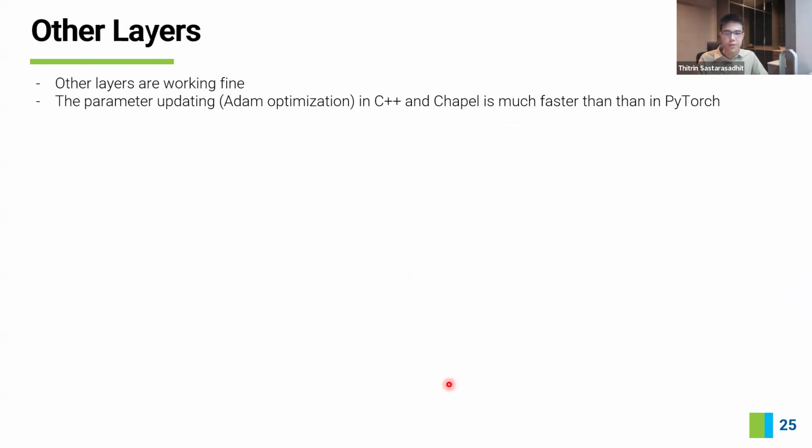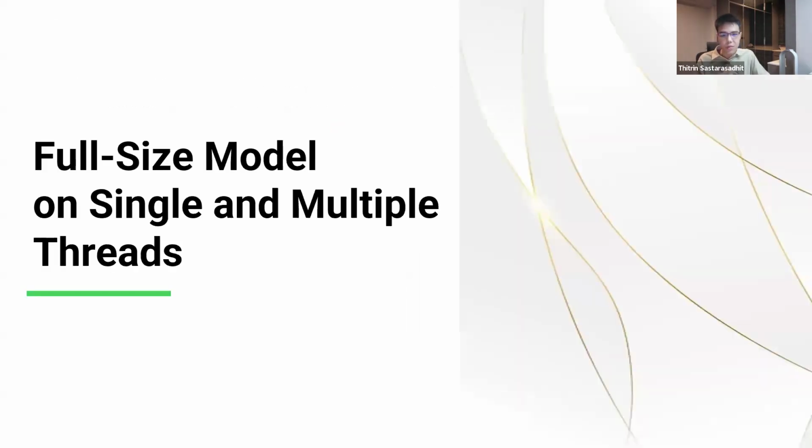Now for the other layers, it works fine, especially the parameter updating, where I use the Adam optimizer. C++ and Chapel are much faster than PyTorch.